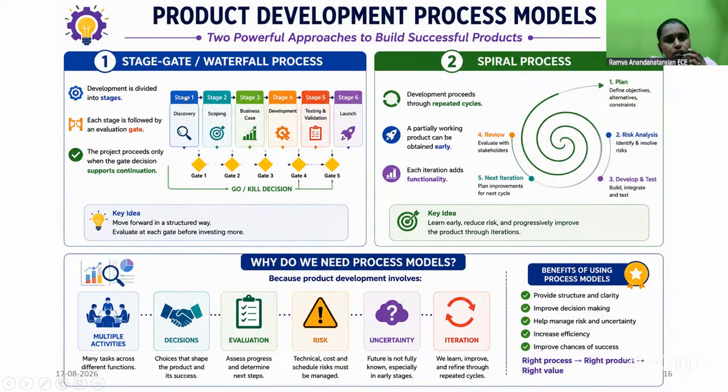So in stage gate process, stage one is discovery, that is discovery of the customer need or the problem. Then before you go to stage two, you have gate one. After passing gate one, you have scoping. Then you go to the third stage, that is business case. Then the fourth stage is development, followed by the fifth stage, testing and validation. And finally, you launch after you pass through all the 5 gates. So development is divided into stages. Each stage is followed by an evaluation gate. The project proceeds only when the gate decision allows continuation.